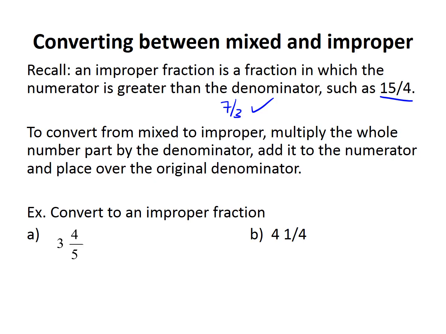You really only need to change it to a mixed number. If you were talking about cups of sugar, you wouldn't really say 7/3. You would say 2 2/3 cups of sugar. But as long as it's reduced, it doesn't matter about improper or mixed.